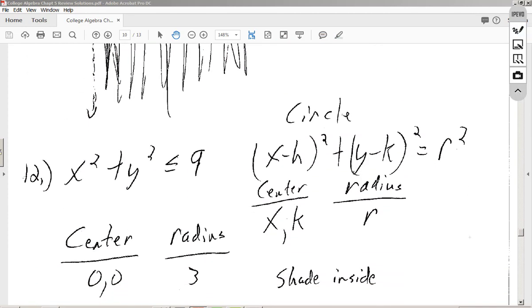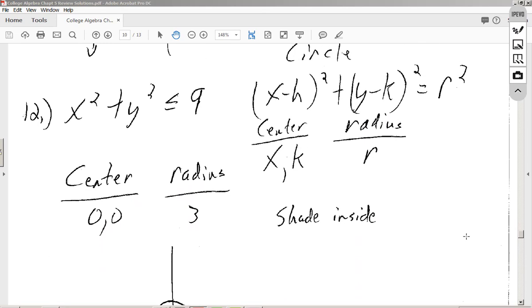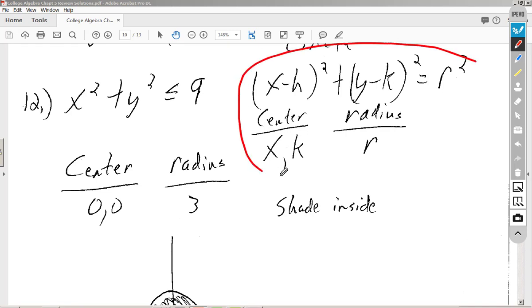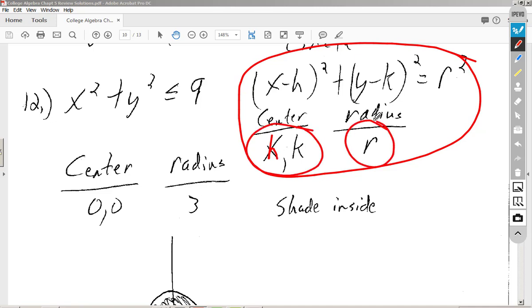Okay, on this next equation, number 12, it wants me to graph x squared plus y squared is less than or equal to 9. So remember the equation of a circle is (x minus h) squared plus (y minus k) squared equals r squared. Your center is going to be h and k, looks like I miswrote that, and then your radius is going to be r.